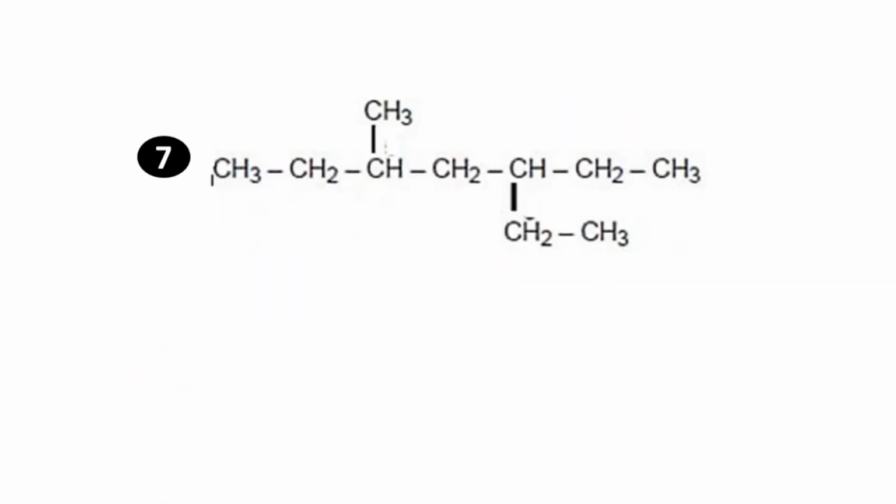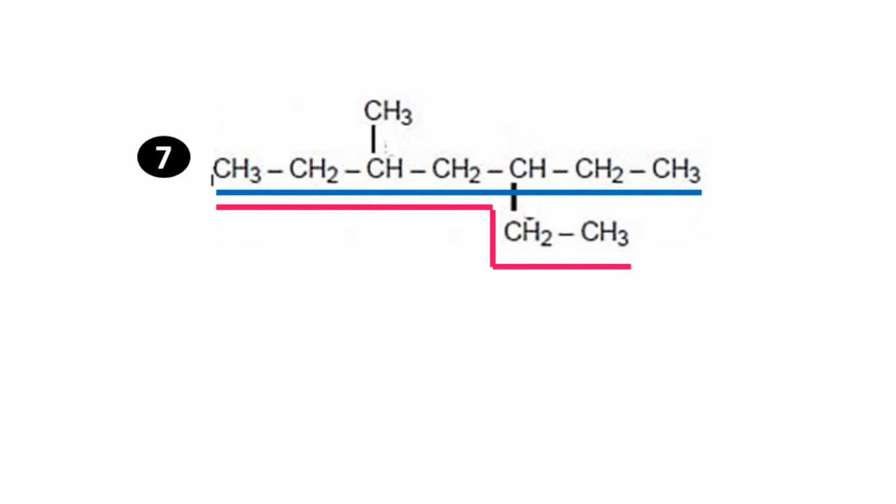Here comes the 7th question. So as usual, let's start. The first step is identifying the longest chain. Here you have 2 chains. In this chain that I have marked, there are 7 carbon atoms. Also in the straight chain there are 7 carbon atoms. So for our convenience, let's select the straight chain itself.